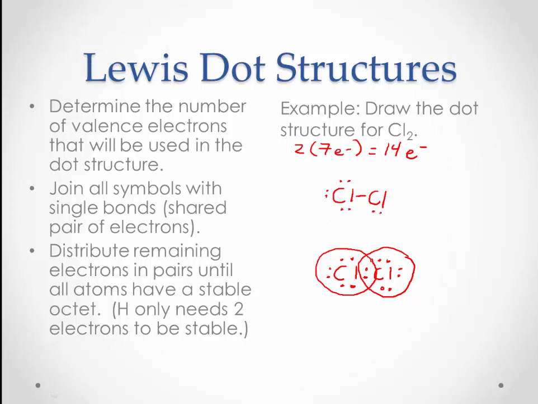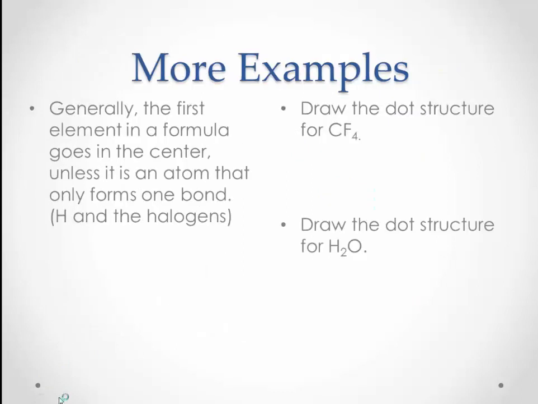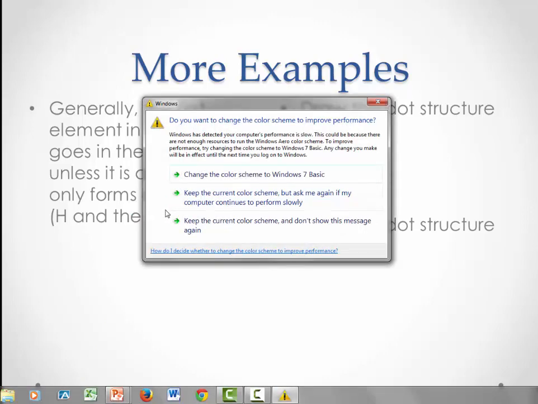Okay, so hopefully you remember from when we did dot structures of elements that we always had the 4 sides of the symbol, and we distribute the pairs that way. One note, if you have a hydrogen, it only needs 2 electrons to be stable, because remember, it's in that first row. So when it becomes like a noble gas, it's going to become like helium. All right, let's look at a couple more. Here's another little tip to keep in mind when you're trying to figure out how a dot structure goes together.